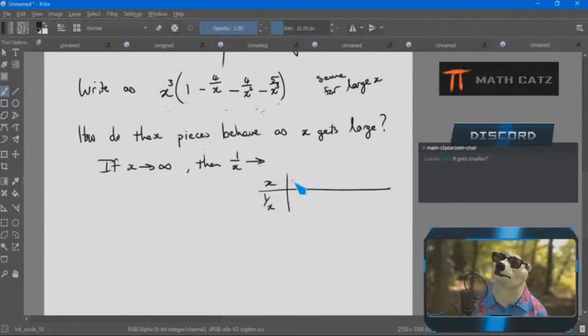Now x is getting bigger, right? Let's go 1, 10, 100, 1,000, and so on. What happens to 1 over x? Well, when x is 1, 1 over x is 1. When x is 10, 1 over x is 0.1. When x is 100, 1 over x is 0.01, then 0.001. Which direction is this going? It's going to 0.